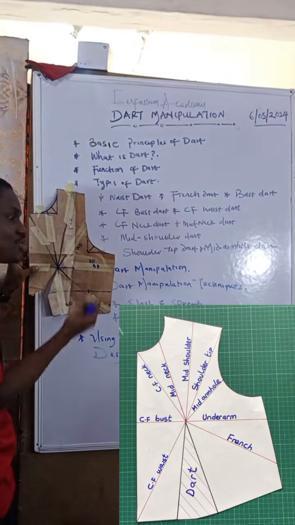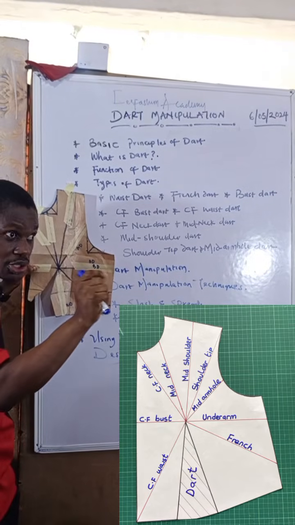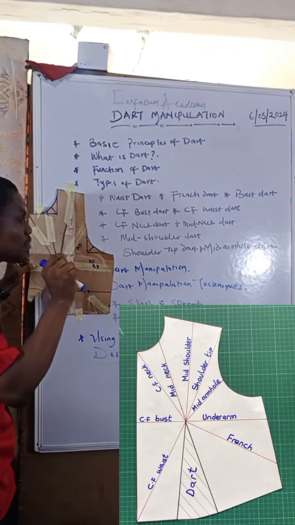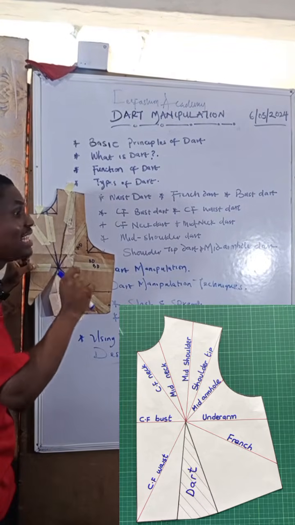Okay, now you know that all the darts are going towards the apex point, towards the bust point. Do you understand? But when you want to draft a dart, you don't start directly from the apex point.